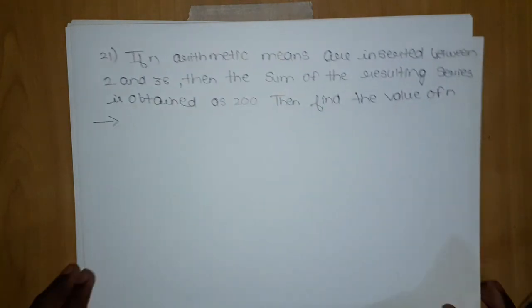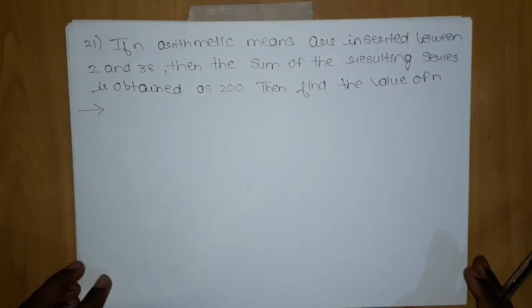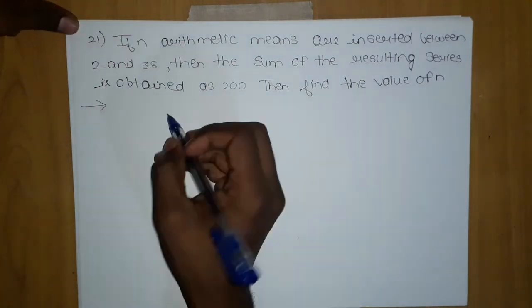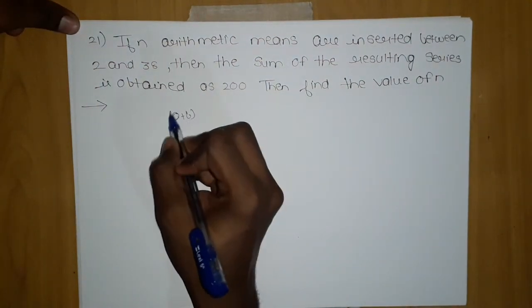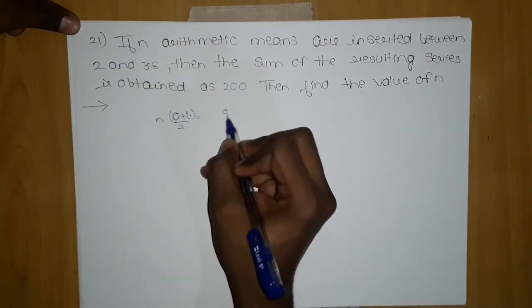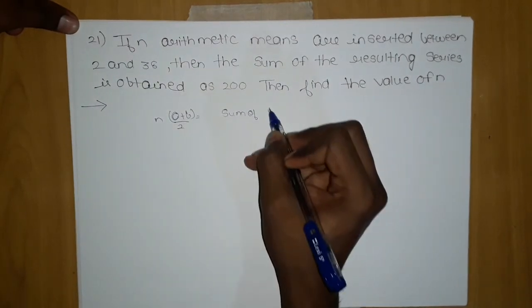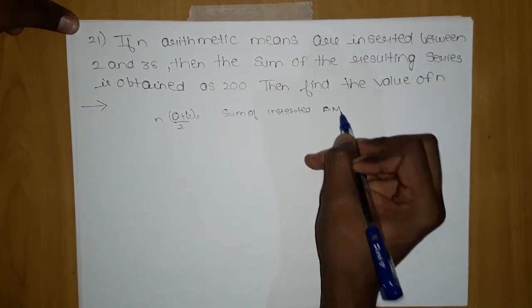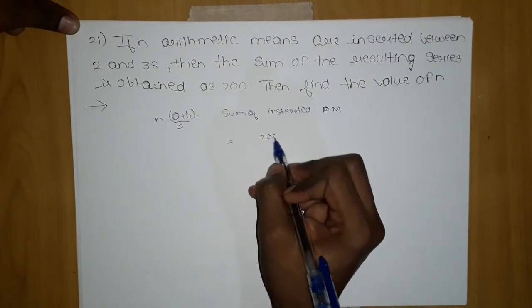The next problem is, if n arithmetic means are inserted between 2 and 38, then the sum of the resulting sequence is obtained as 200. Then find the value of n. Now we know (a plus b) upon 2 into n is the sum of inserted arithmetic means, which is given as 200.